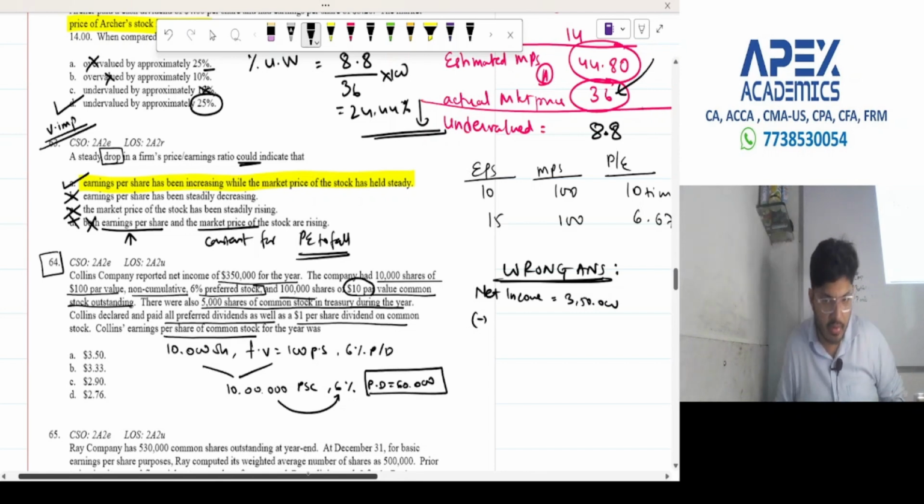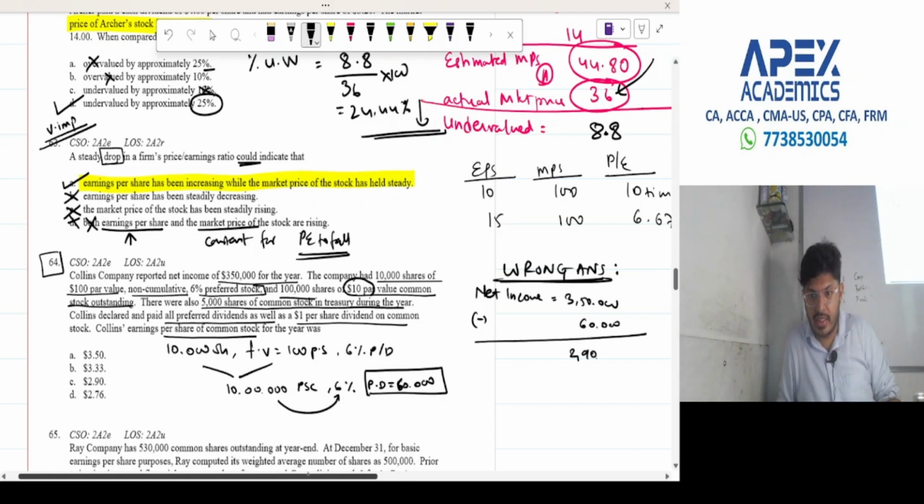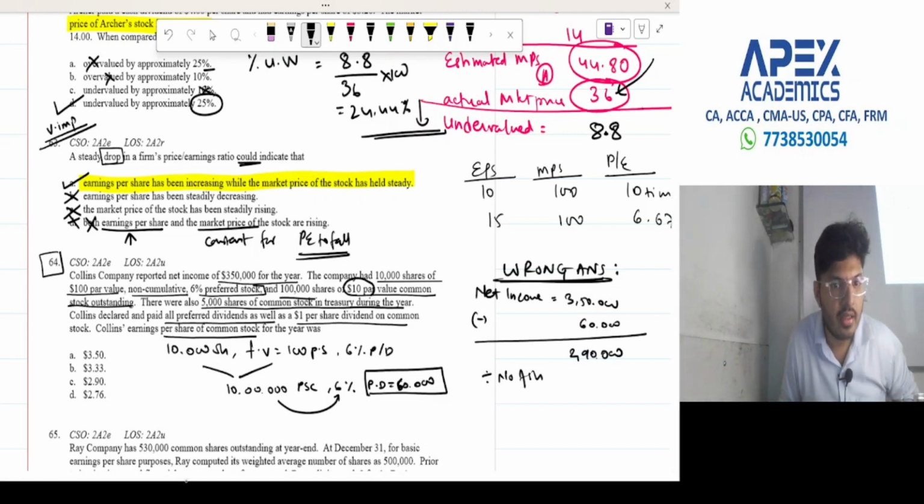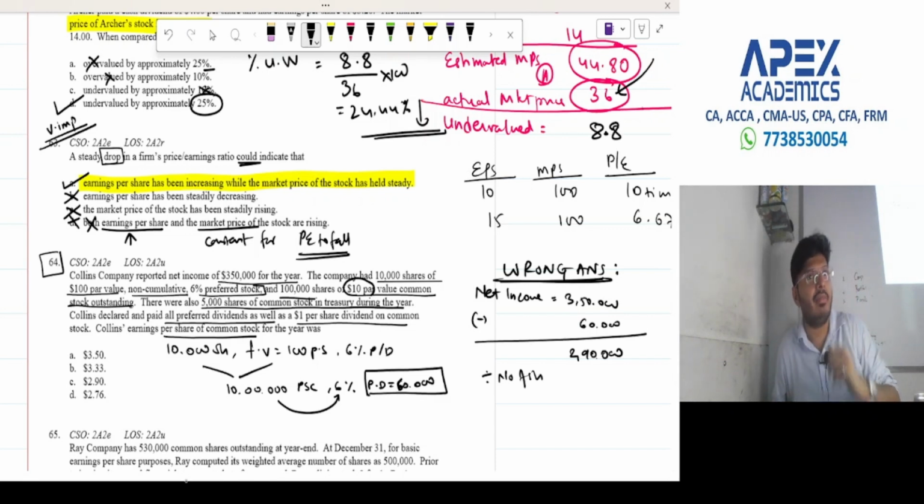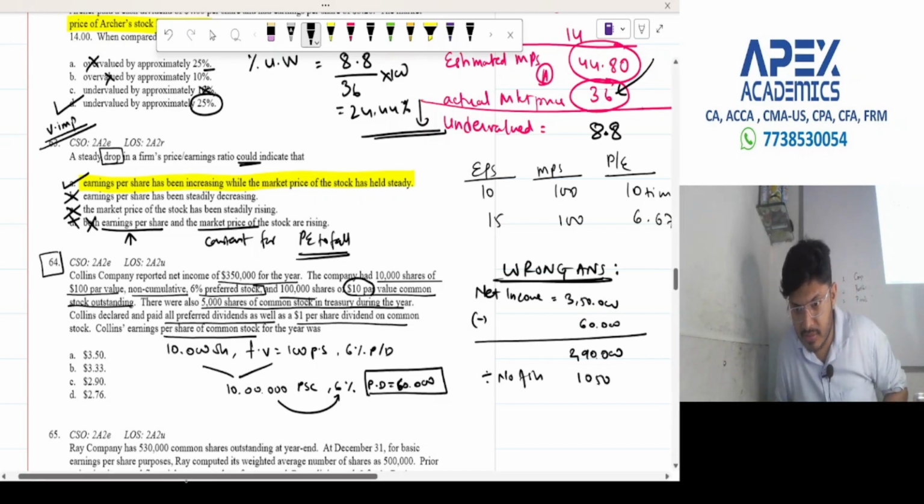What is preference dividend? 60,000. So remove this 60,000 from it. How much will remain? 2,90,000. Okay. Now divide this by the number of shares. What will people say? That the buyback has happened, treasury stock means buyback has happened. And they will divide this by 1,05,000.